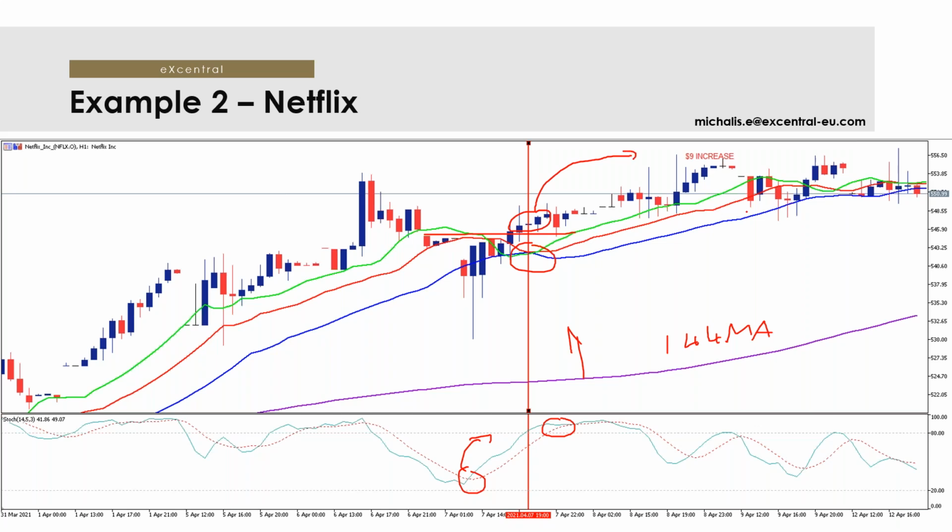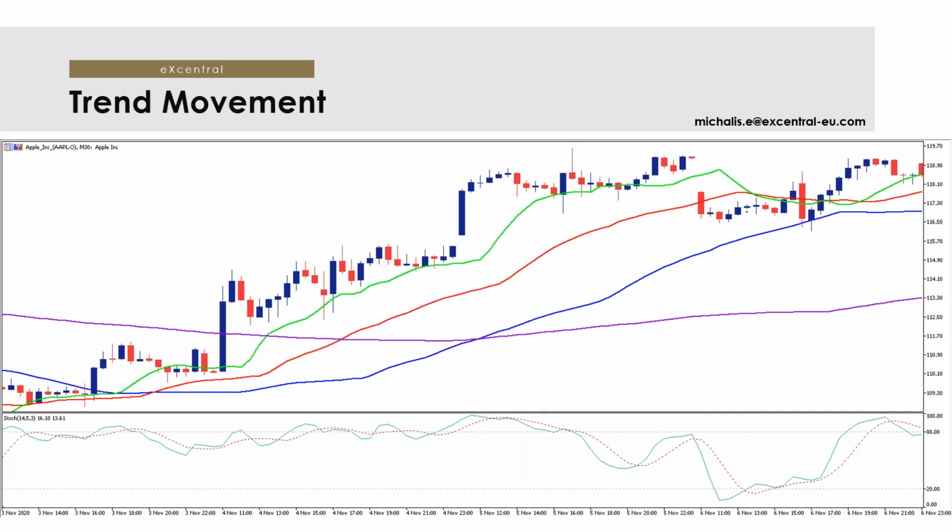Now that's quite significant. We've got a nice little increase of $9 within 2 days. So that's a significant type of movement. Bear in mind, we're looking at short to medium term trading here, so that's more than significant.